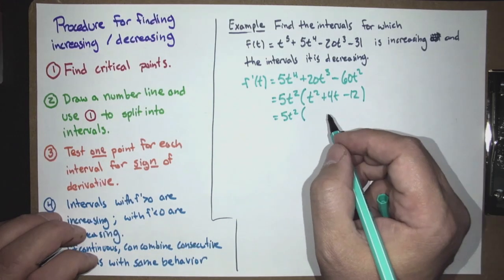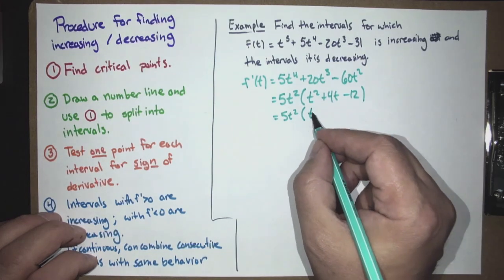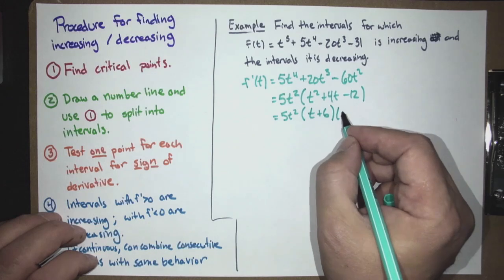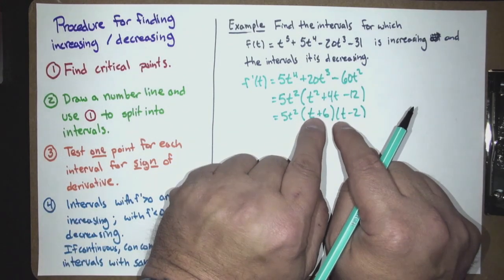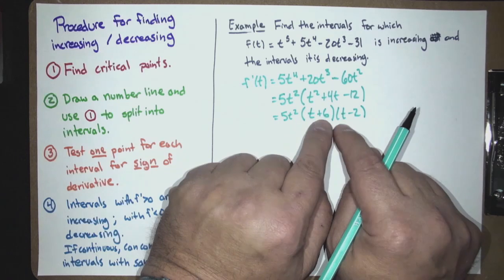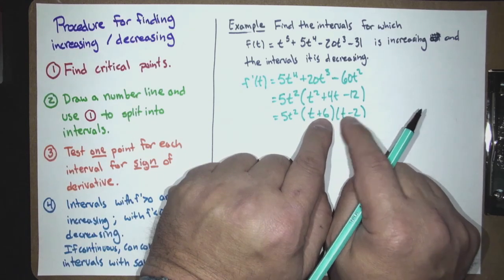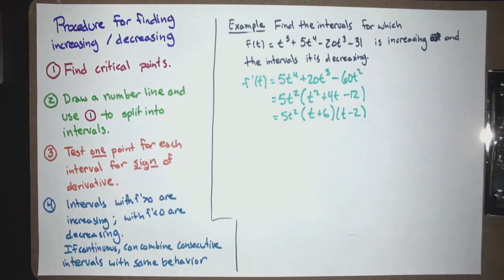Sorry, what? Positive 6, t plus 6, negative 2, and t minus 2. Let's check. t squared, okay, that's good. Minus 2t plus 6t, 4t, that's nice. And minus 12. Yes, nice. Okay, so we took our derivative and wrote it in a nice way.